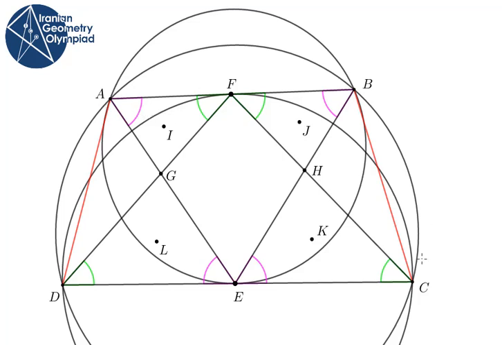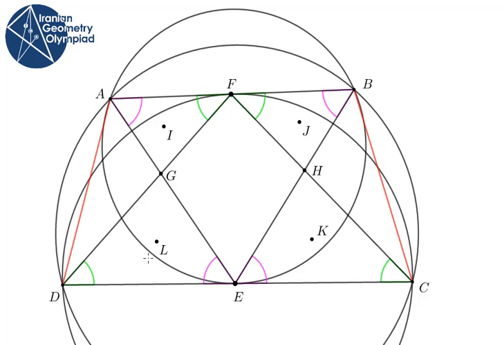And because ABCD is cyclic, this angle is equal to this angle. So these two angles are equal. So triangles BEC and AED are congruent. So EC is equal to ED. Similarly, we can show that FB is equal to FA. So triangles FBH and FGA are congruent, and also triangles HEC and GED are congruent.